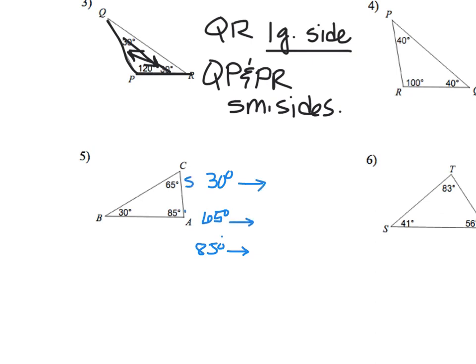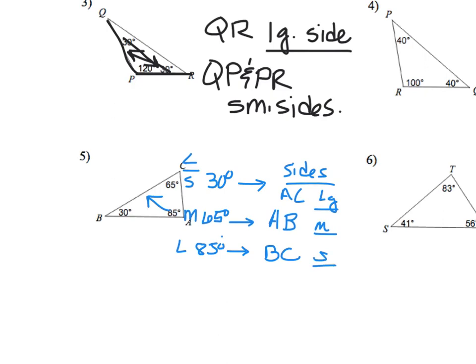Now this is definitely the small, medium, and large when we talk about angles, but when we talk about sides, it'll also still be true. So 30 is across from AC. 65 is across from AB. And lastly, 85 is across from BC. So this is the largest side, this is the medium side, this is the smallest side.